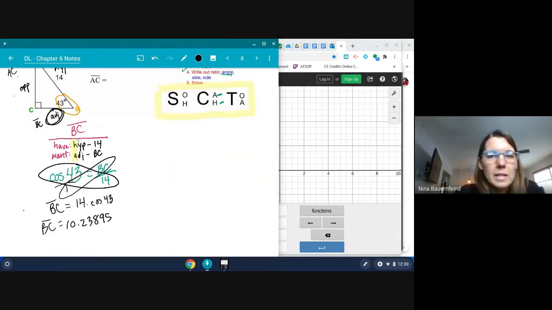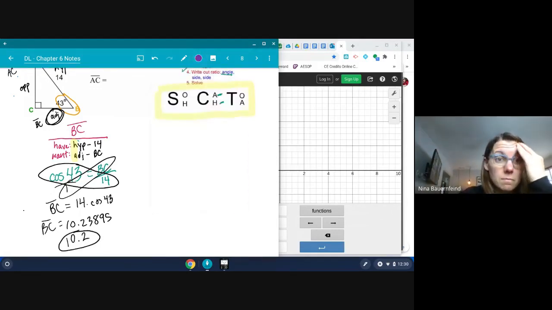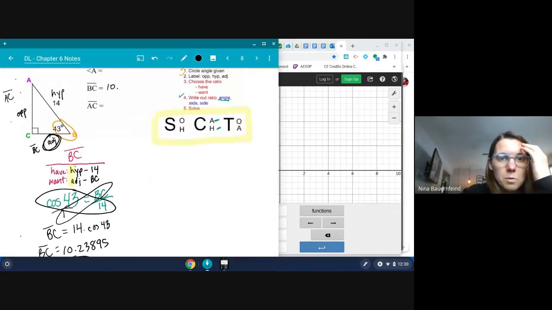Now, on the quiz, it asks you to round to 1 decimal spot. So what you would put in for your answer is 10.2. So we now have 10.2.